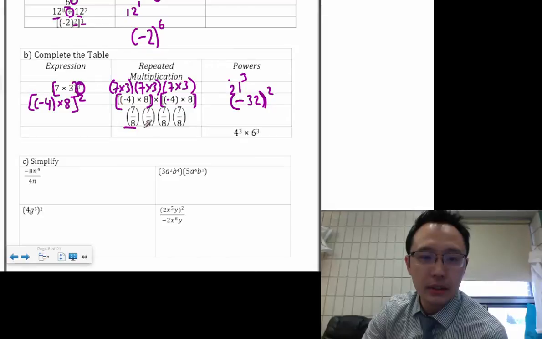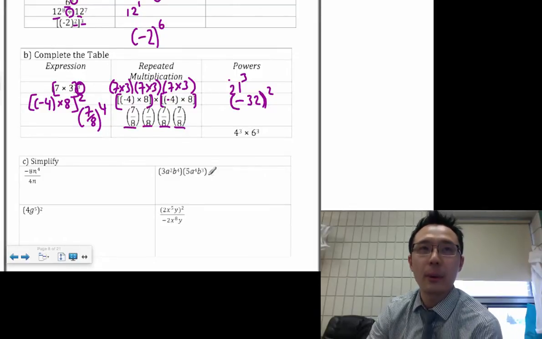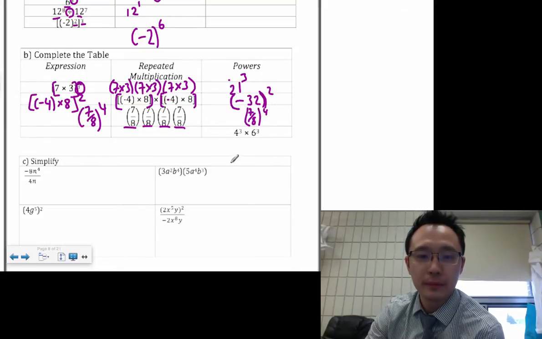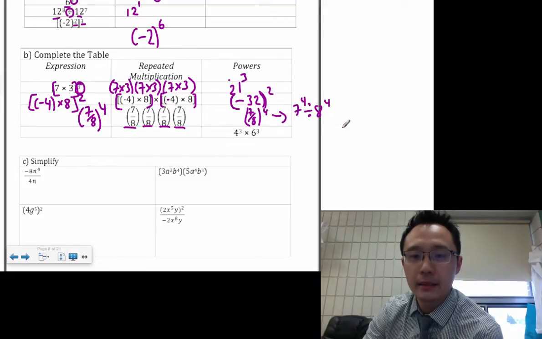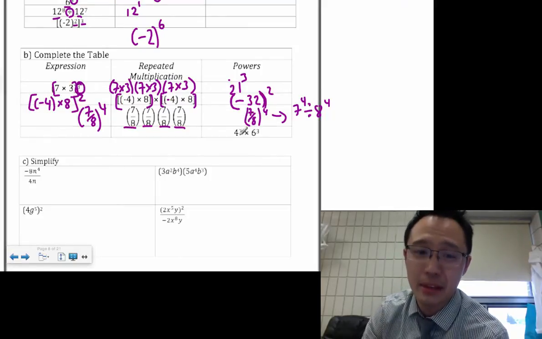Repeated multiplication, these look the same, same, same, all the same. So what's my base? 7 over 8. How many copies? I have 4. So that's it. And my power, I have 7 over 8 to the power of 4. Or this one could be 7 to the 4 divided by 8 to the 4. That could be the same thing because remember, fractions and divisions are exactly the same thing.